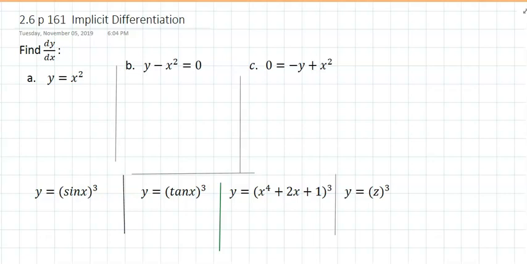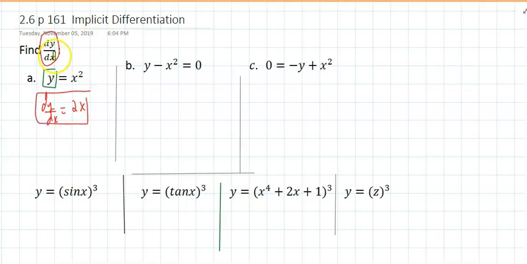Section 2.6 is on page 161. It talks about implicit differentiation. So something that we're used to, we've been looking at y equals something all along. When I say find dy dx, basically you're not thinking much about it. You're just writing dy dx equals, you bring the power down, subtract from the power.